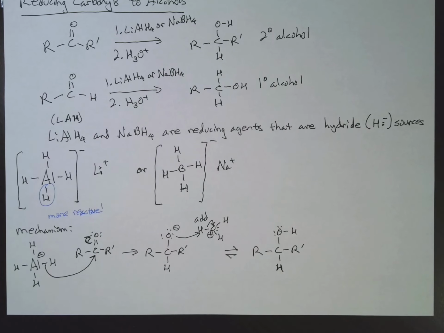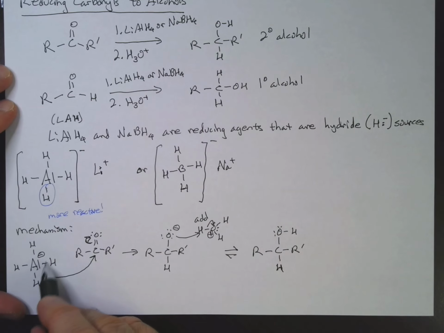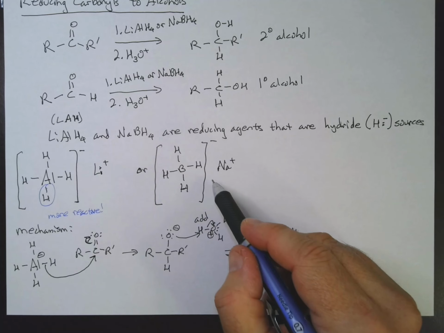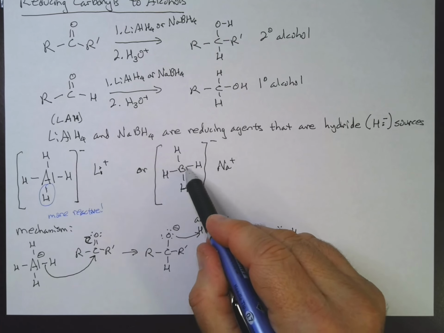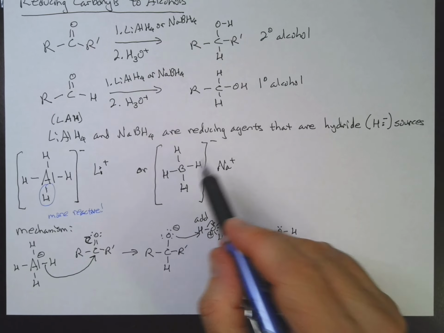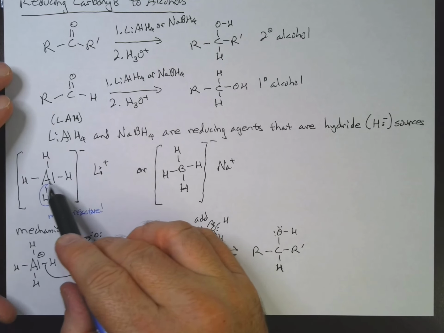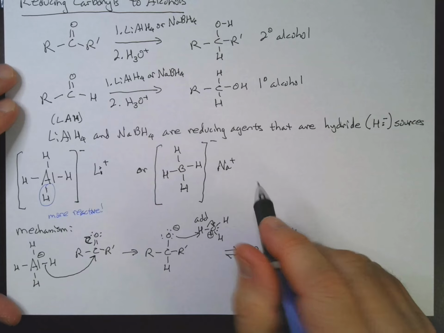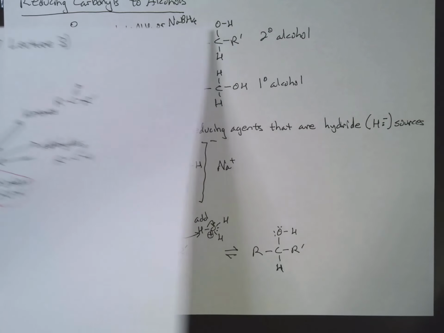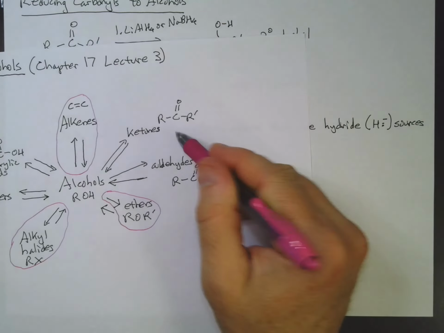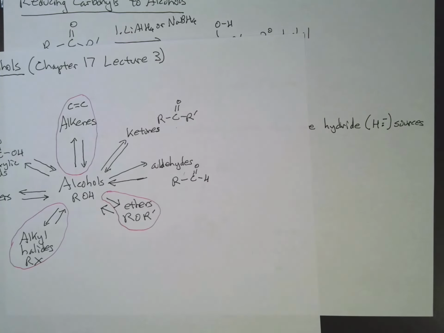With lithium aluminum hydride, you wouldn't necessarily want to use an alcohol as a solvent, because this H minus could just deprotonate the alcohol. NaBH4, you can actually do that in ethanol, because the hydrides from the BH are not as reactive as the hydrides from the AlH.